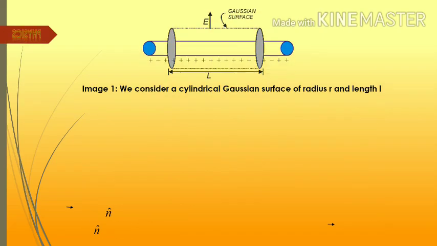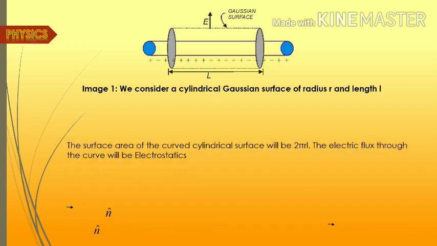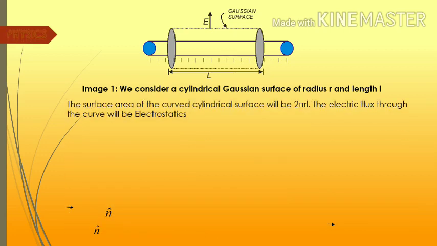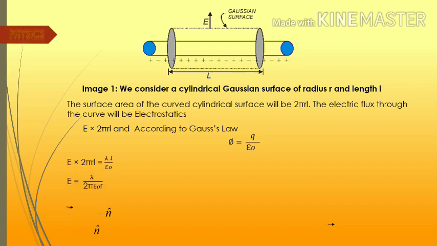The next, image 1. We consider a cylindrical Gaussian surface of radius r and length L. The surface area of the curved cylindrical surface will be 2 pi r L. The electric flux through the curved surface will be E into 2 pi r L, and according to Gauss's law, phi equal to q divided by epsilon naught. E into 2 pi r L equal to lambda L divided by epsilon naught.